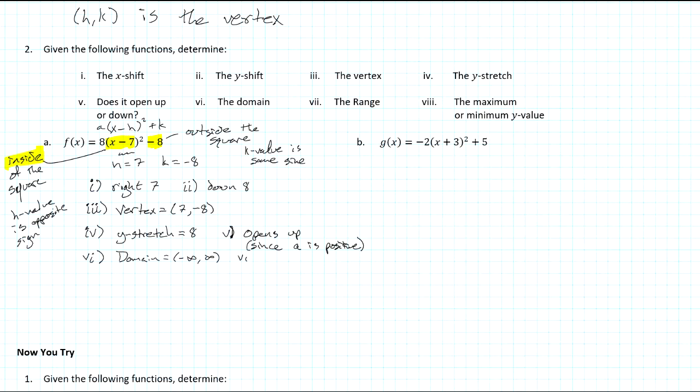And then the range, we've got to think about it a little bit more. We're going to use the vertex and the fact that it opens up. So we know it opens up, and we know that this point, the vertex, is 7 comma negative 8. So that means that the range is the y value there, negative 8. Range equals negative 8, inclusive, because we do have that point, and then it goes up forever all the way to infinity. So we can say the range starts at the bottom, goes all the way up to the top.